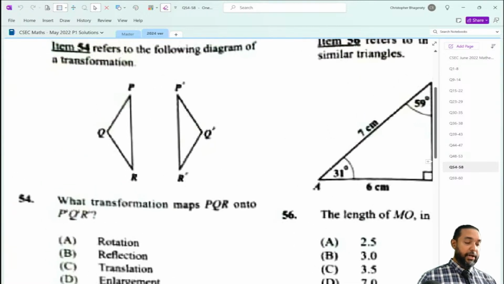Triangles. All right, what transformation maps PQR onto P prime, Q prime, R prime? Imagine this was a face here.